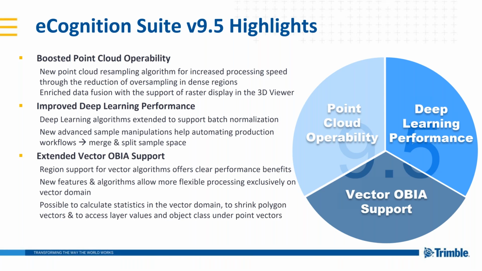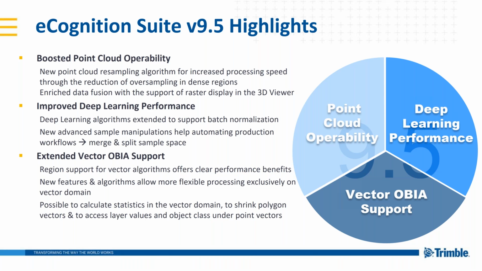On top of this, we've extended our vector OBIA support. We have done a lot to support regions within vector algorithms, with clear performance benefits in terms of how we handle our vectors, or even how we can handle the data based on information that's stored in our vector files. We have new features and algorithms to allow more flexible processing exclusively on that vector domain. And of course, it's also possible to calculate statistics in the vector domain, to shrink polygon vectors, or say apply a negative buffer, if you will, and to access layer values and object class information within a vector domain. I'll try and point out some of these as we get further along.